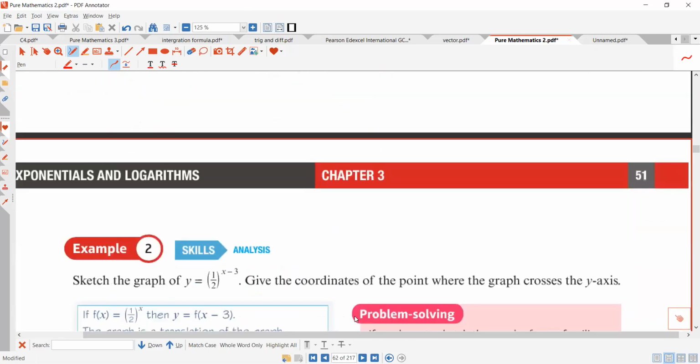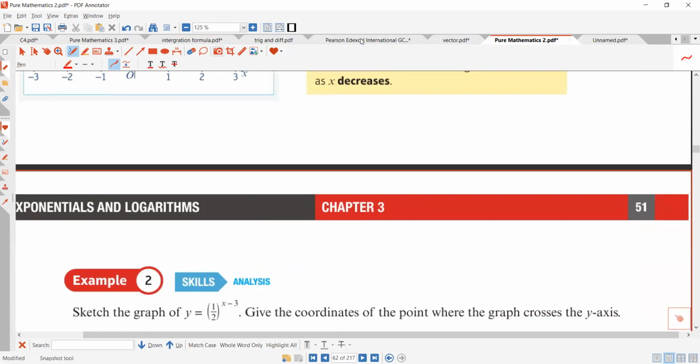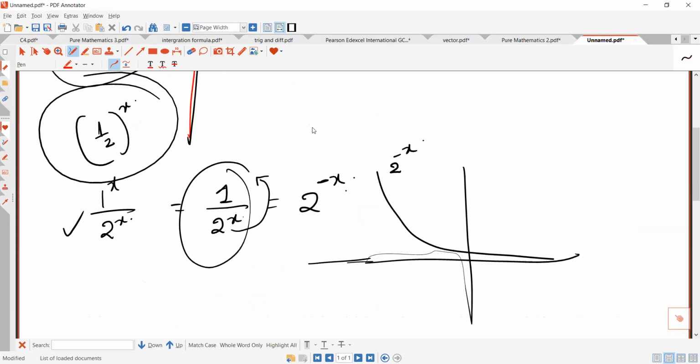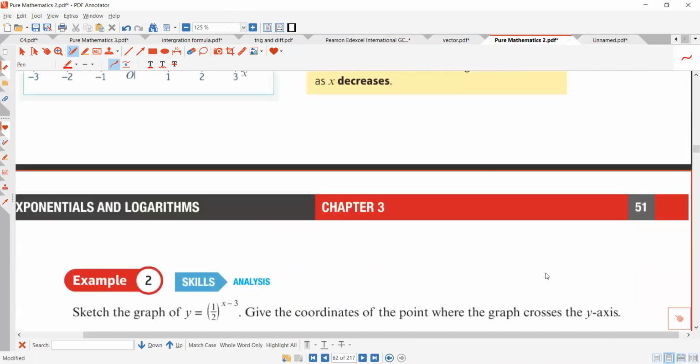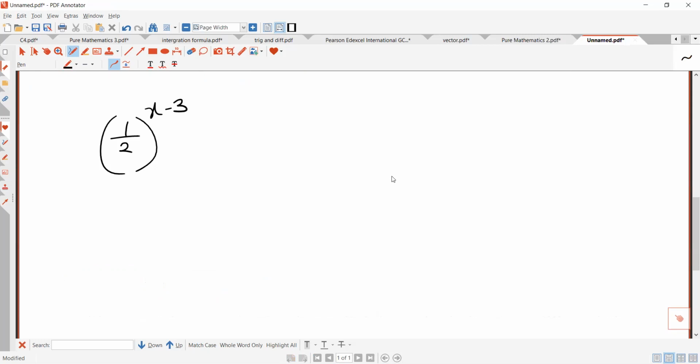Okay. Give the coordinates of the point. It's a half x raised to minus 3. Let's see how it is done. Half x raised to minus 3, was it? And was it x minus 3 for everyone? Yes, it was. What do they want from over here? They want to give the coordinates of the point where the graph crosses the y-axis. Okay, so let's do this.